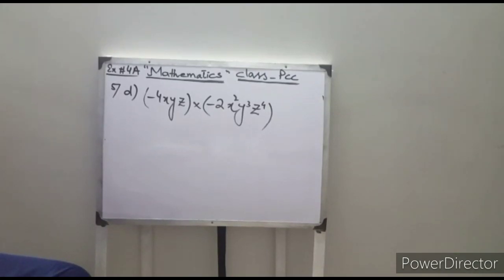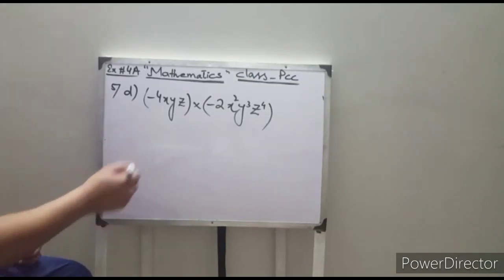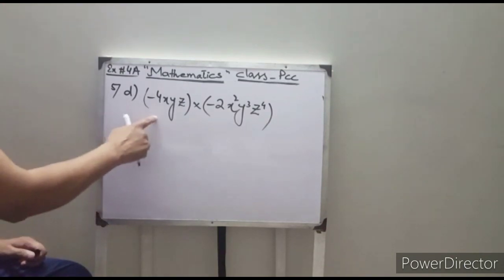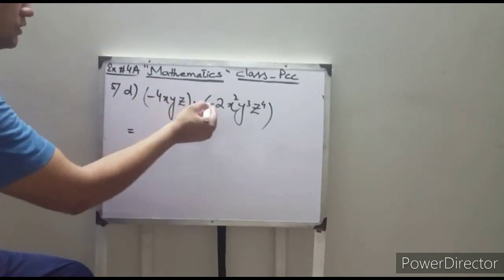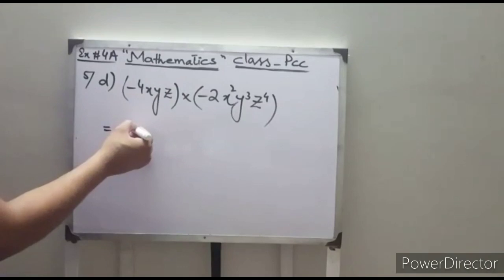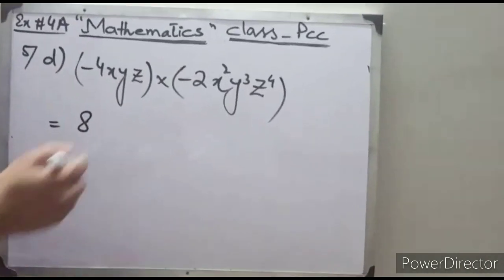Students, this is the continuation of lecture number 3. Question number 5 part D. You have to multiply these two brackets. First of all, remember integer will be multiplied by integer. Minus minus will make positive. 4 multiplied by 2, this will be 8.